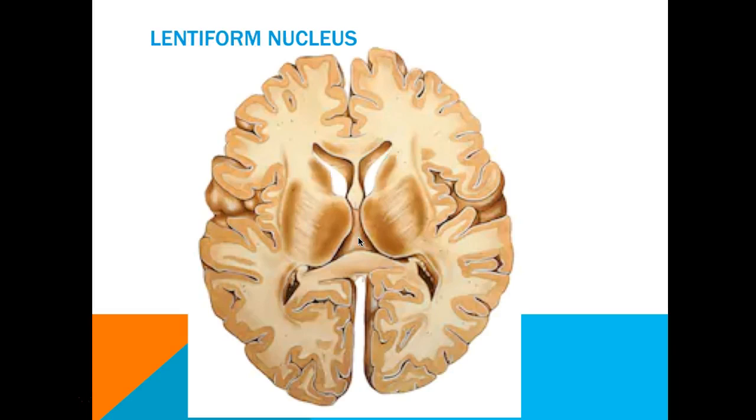And lastly, we have your lentiform nucleus. This will be found lateral to your thalamus and is made up of structures called your putamen and globus pallidus, which we will discuss more in chapter 13.